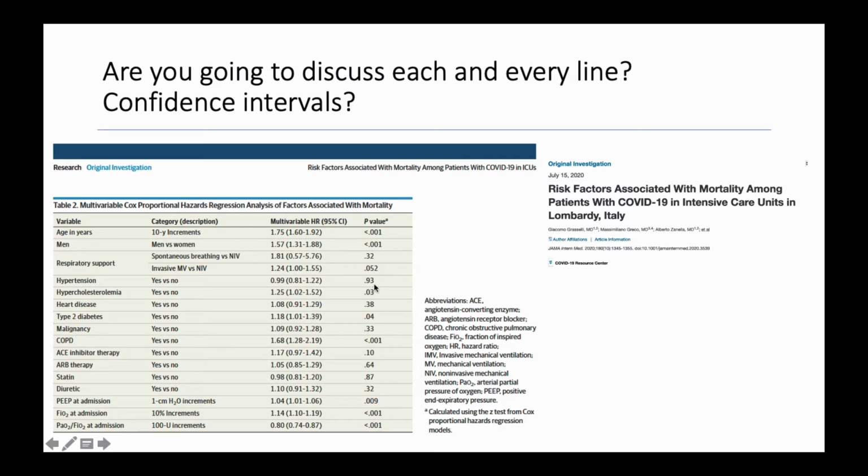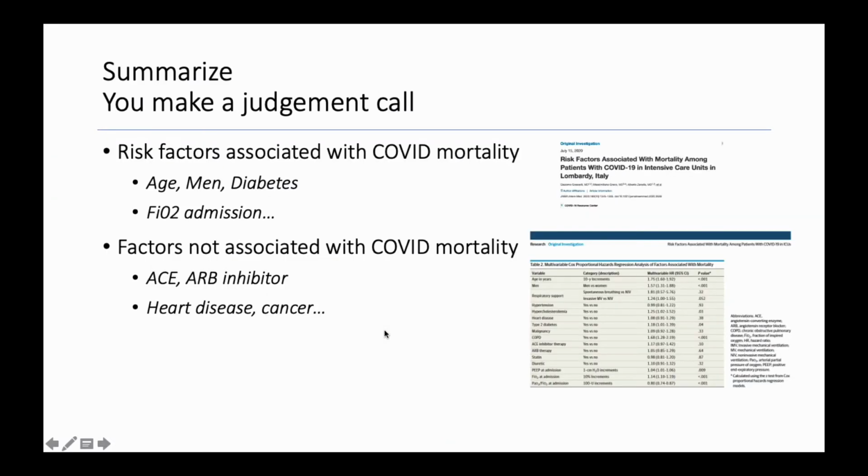There's good data here. There are a lot of interesting things. You're going to make bullets out of it. And so here are some very simple bullets. Here's the original table over here, just so you can see how many words it had. Here are some major risk factors. Again, you make some judgment calls, and factors that are not associated.